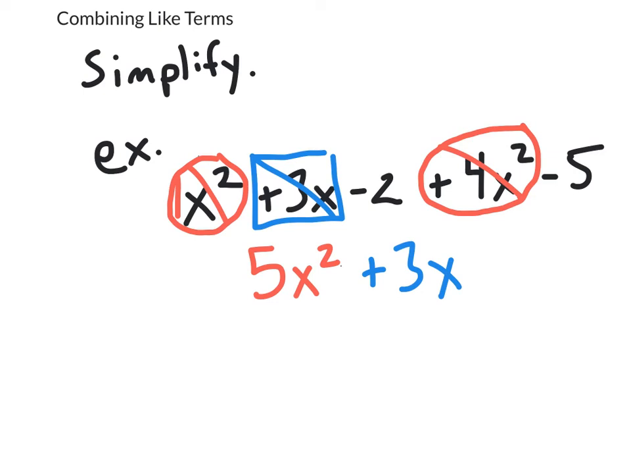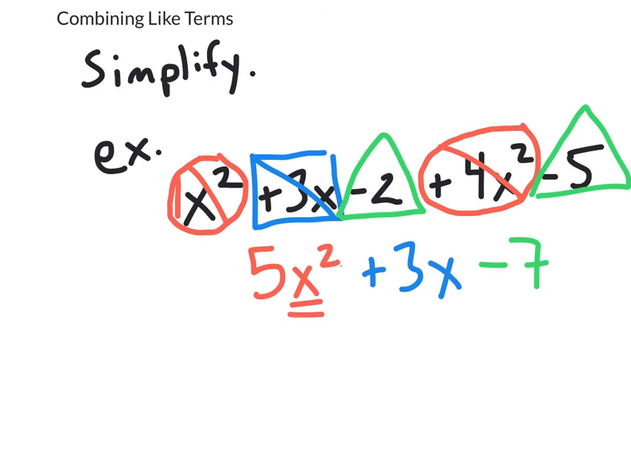The last one I'm going to go after are the constants, and this time I'm going to use a triangle for those. I have a -2 here, and I have a -5 there. -2 minus 5 is going to give me -7. None of these terms can go together. This term here has an x squared, which is very, very different than an x, and obviously is very, very different than a 7, and thus your answer, simplified form, is going to be 5x squared plus 3x minus 7.